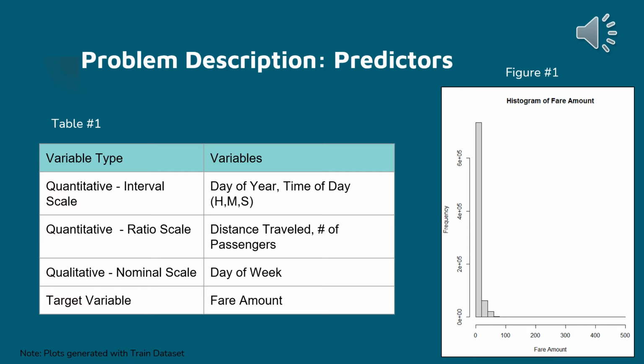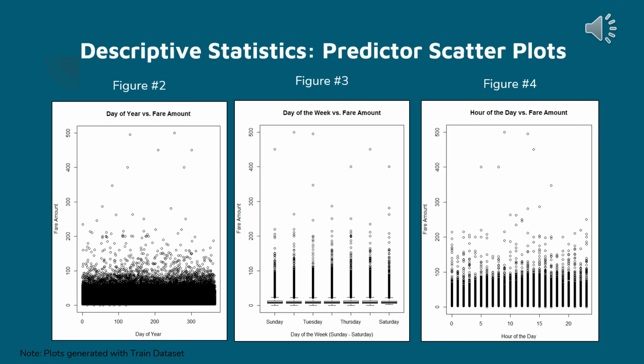If we look at these figures, each figure describes a comparison. Figure 2 compares the day of the year versus the fare amount, in which there is no defined correlation. Figure 3 compares the day of the week versus the fare amount. There's very small difference. If you look closely, you'll see the box plots are extremely shrunk due to the extreme high fare amounts. Figure 4 compares the hours of the day versus the fare amount.